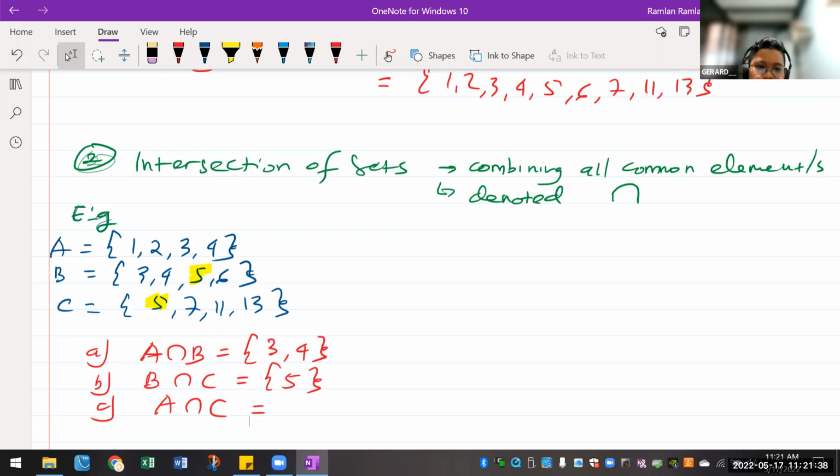Ada 7. Iya, kalau di C ada 7, di A ada nggak 7? Enggak. Oke, balik lagi pertanyaannya ya. Ada nggak elemen yang sama antara himpunan A dan himpunan C? Satu di A itu 1, di C 11. Bukan, 1 ya 1, 11 ya 11. 1 sama 11 sama nggak?